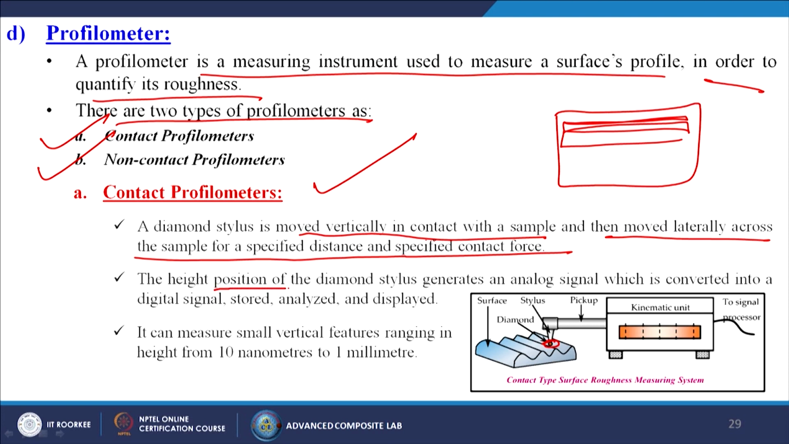The height position of the diamond stylus generates an analog signal which is converted into a digital signal, stored, analyzed and displayed. It can measure small vertical features ranging in height from 10 nanometers to 1 millimeter. So, you can see that with these techniques we can measure down to the nanometer level also. So, we can get the maximum finish of the surface.